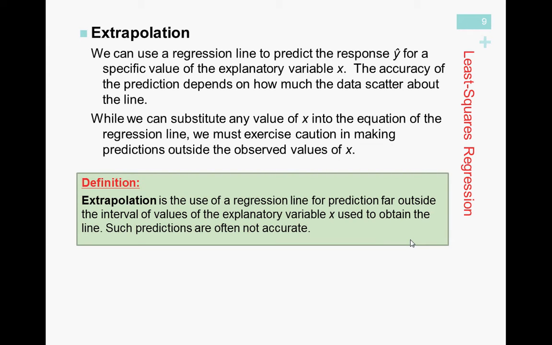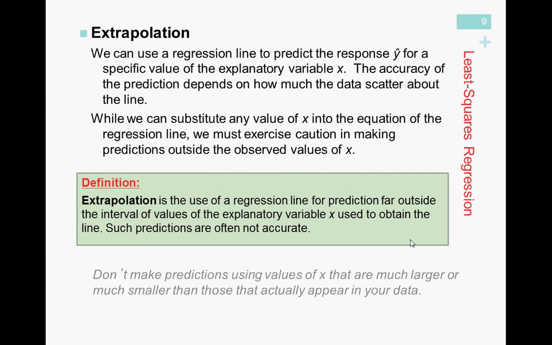Something that's very far away from the data we have, it's not appropriate to use it because there may be other things that factor in when the numbers are far different from what you already see. So in summary, don't make predictions using values of x that are much larger or much smaller than those that actually appear in your data. Just to make sure it's clear, it doesn't mean you can't go outside it at all. It's just saying you can't go far outside it. It's okay to go a little bit beyond it either direction. That's part of the benefit of it. But you shouldn't go very far either direction.